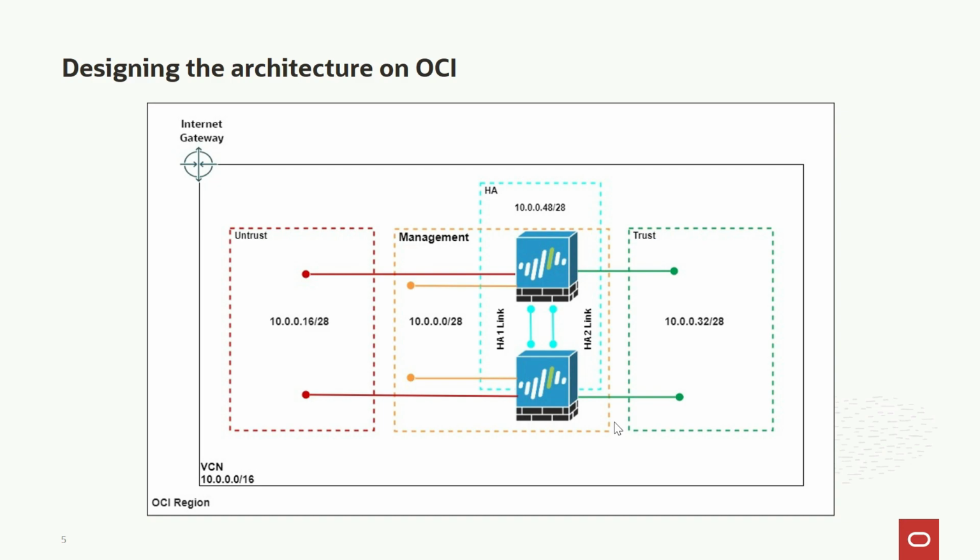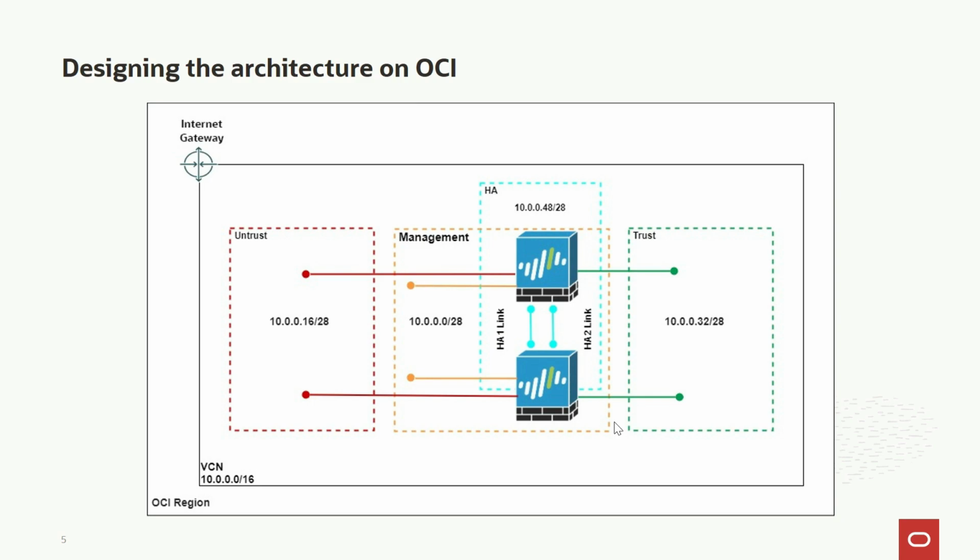First is the untrust subnet for the untrust traffic like internet or on-premises. Next, trust subnet for internal communication. Next, management subnet for firewall deployment and configuration. And the last one is HA subnet for HA links and synchronization.